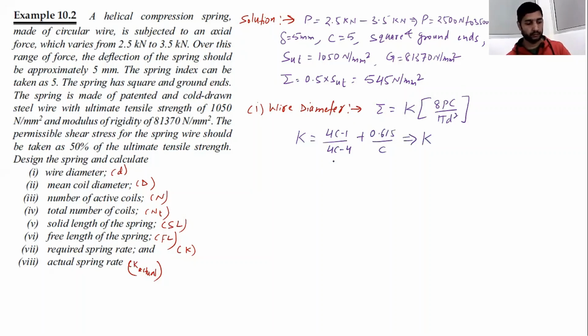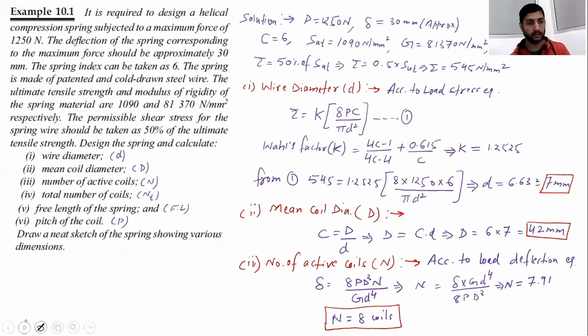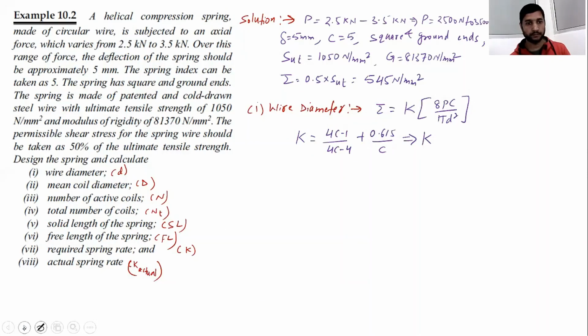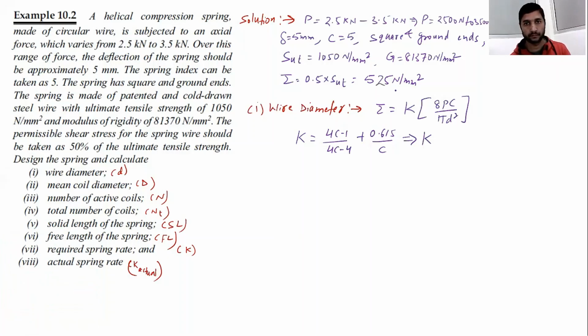और मैं डायरेक्ट लिख रहा हूँ कि value of K is coming how much? SUT is 1050, और पिछले वाले क्वेश्चन में क्या था? अच्छा, 1090 था पिछले वाले क्वेश्चन में. ओके, इसमें 1050 है, so it is 525. Okay, it will be 525. So K यहाँ से आपके पास जो आएगा, that K is coming 1.3105. ठीक है.